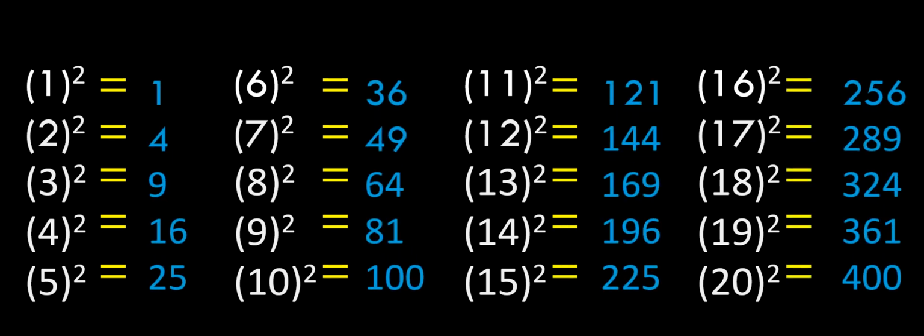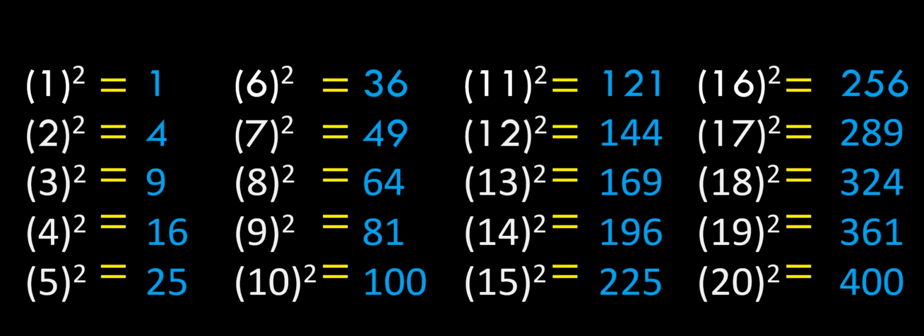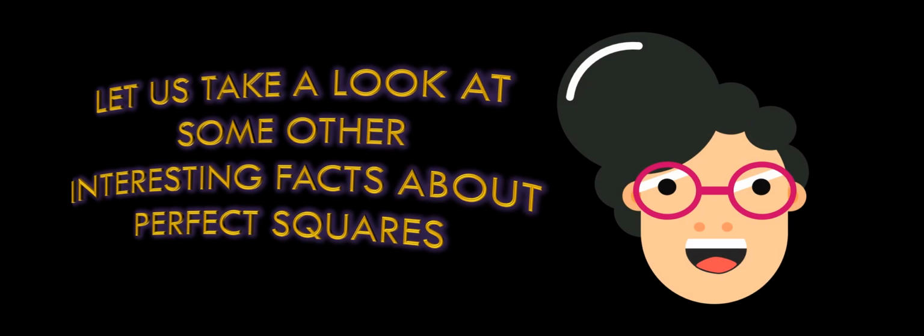Here are some perfect square numbers, and if we observe carefully, we will see that the squares of even numbers are always even and the squares of odd numbers are always odd. Let us look at some other interesting facts about perfect squares.